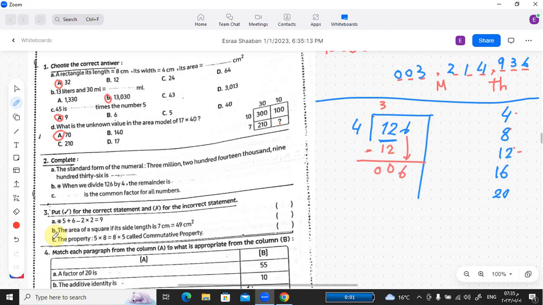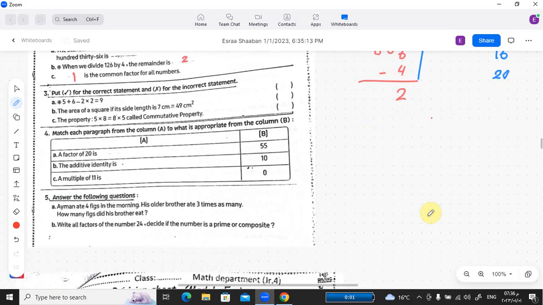And repeat again. 6 divided 4, we don't have, but the closest number is 4. 1 times 4 equals 4. And after that, minus. 6 minus 4, 2. And we don't have number to drop, so stop. So the quotient is 31 and the remainder is 2. Letter C. Which number is the common factor for all numbers? Is it 1? Any number, we start from 1 times itself.